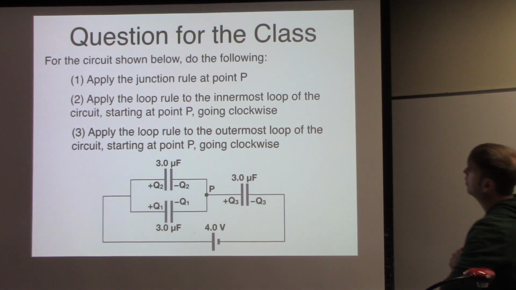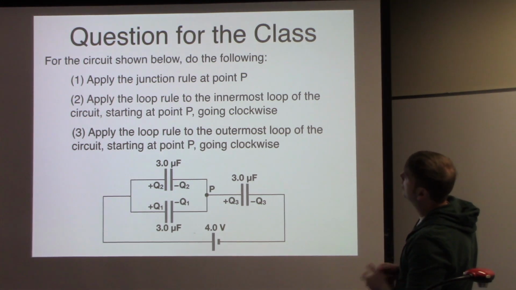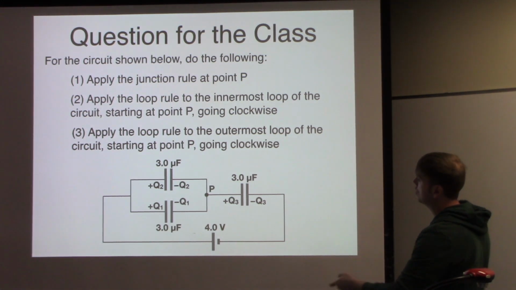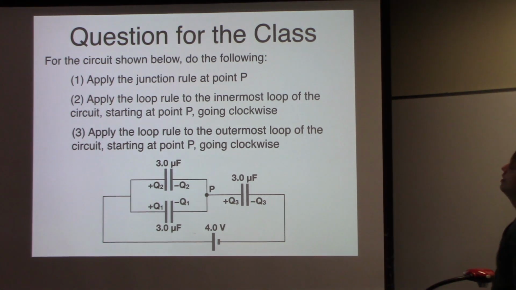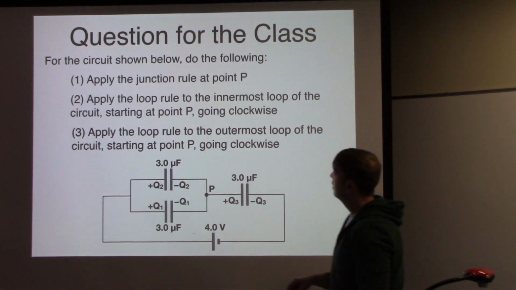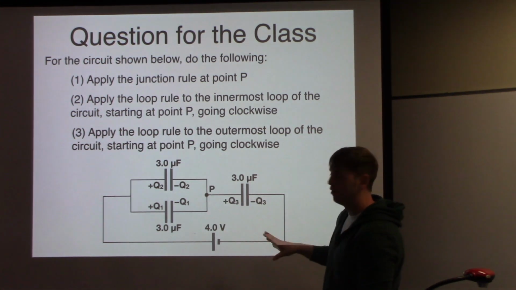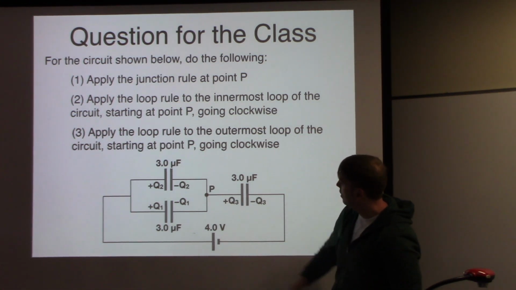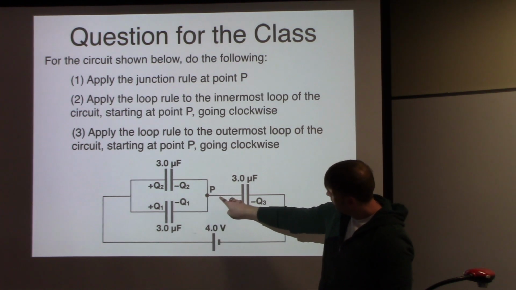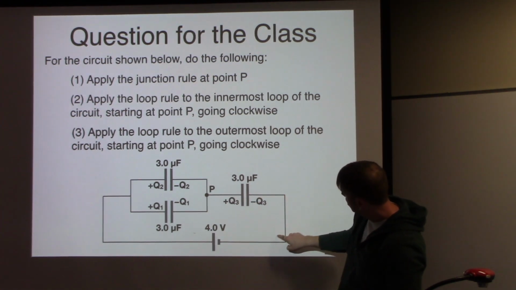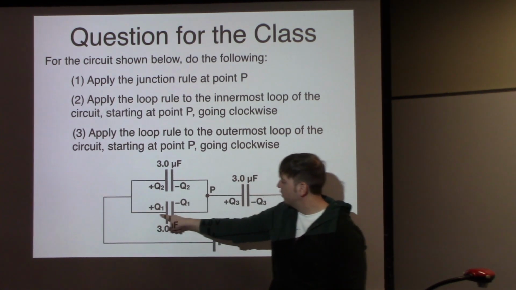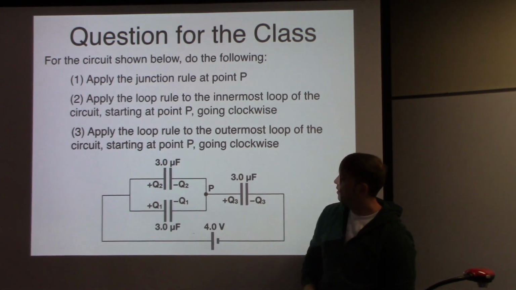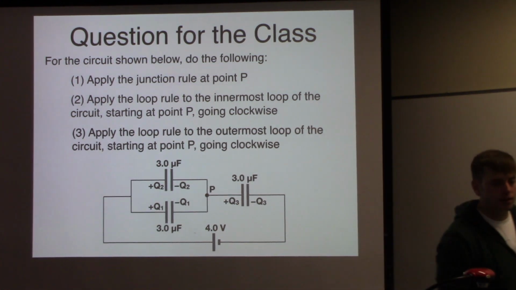Okay, so for this circuit shown, we're going to do the following. Step 1, apply the junction rule at point P. Step 2, apply the loop rule to the innermost loop of the circuit, starting at point P and going clockwise. So let's just indicate what that is. I'm going to start here, go this way, all the way around to the battery, and then back down here, so it's the innermost loop, and then back to point P.